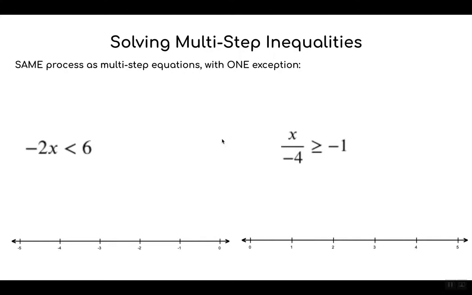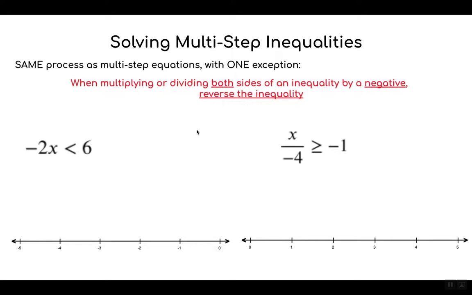Now, here's what's nice about this. This is the same process as multi-step equations, but there's one difference. There's one thing you have to look out for that if you don't notice it, you'll miss some steps of some problems. Here's the one exception. When you multiply or divide both sides of an inequality by a negative number, you're going to have to reverse the inequality. Okay, so let's look at a couple of examples to refresh your memory about how this looks.